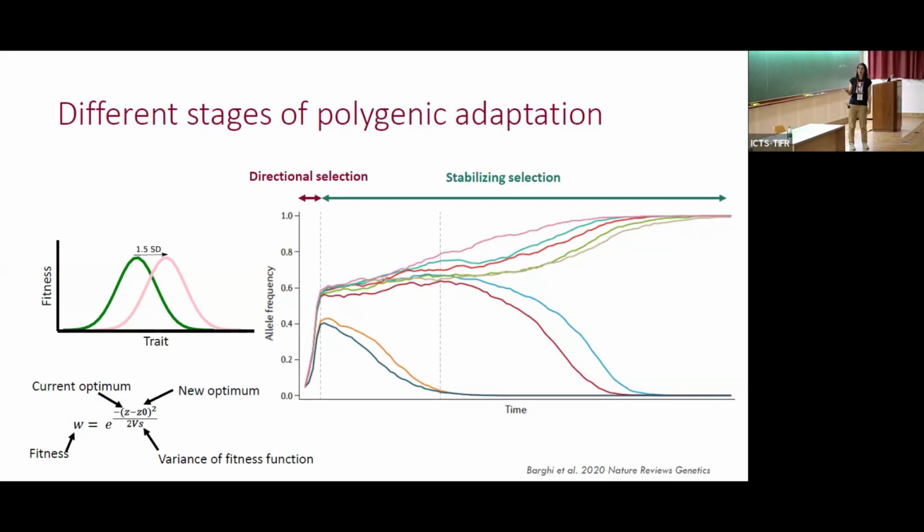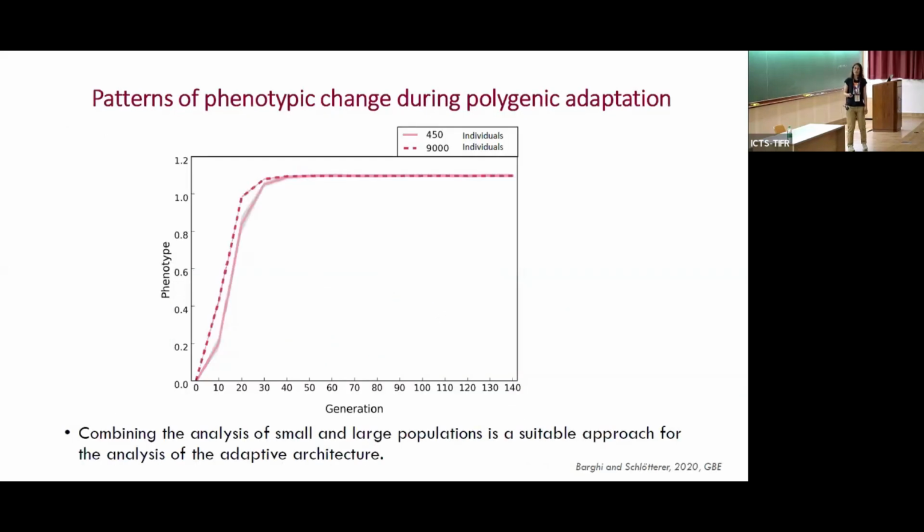And finding when the trait optimum is reached is also important because it allows us to identify adaptive alleles, because this is the phase in which they have the most extreme frequency changes. So we did some simulations to show what features we could use to identify polygenic adaptation, adaptation of a complex or quantitative trait after a shift in its trait optimum.